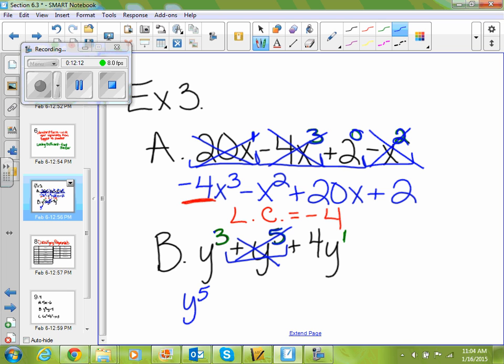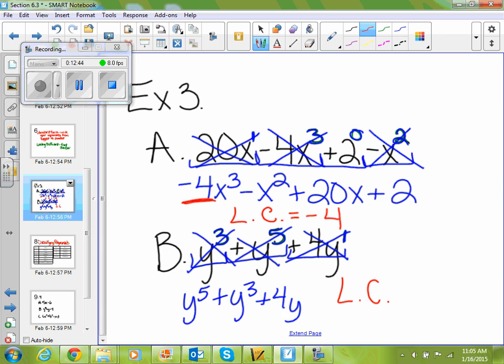Then my next biggest exponent is 3. So I'm going to take this y to the 3rd, and that goes next. Then lastly, my smallest exponent is 1. So I'm going to take this plus 4y, and that goes last. So now my polynomial is in standard form. The last thing that I have to do then is find my leading coefficient. Your leading coefficient is your number out front.